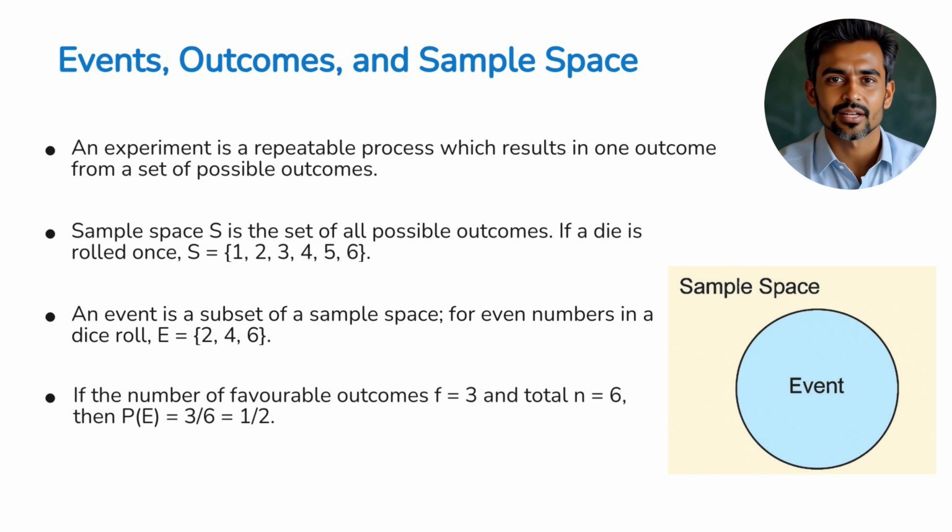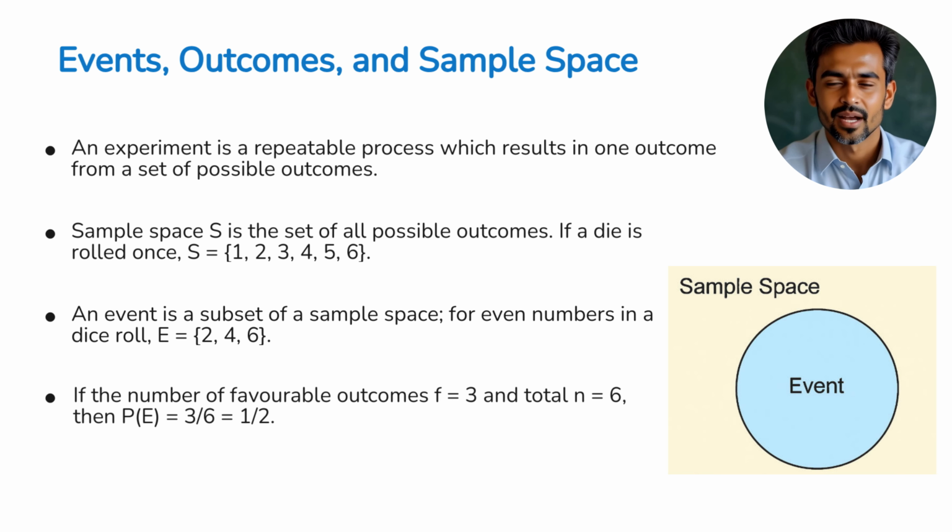Say, you want to find the probability of rolling an even number. The event E would be the set of outcomes 2, 4, and 6. So if the number of favorable outcomes F equals 3, and the total outcomes N equals 6, the probability P of E is 3 divided by 6, which simplifies to 1/2. Imagine seeing this on a Venn diagram. A big circle for the sample space S, and inside it, a smaller circle representing the event E for even numbers. This visual helps you understand how events fit inside the complete world of all outcomes.